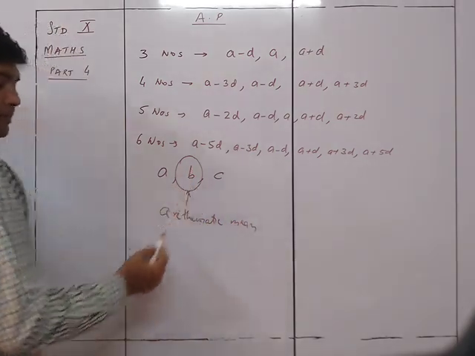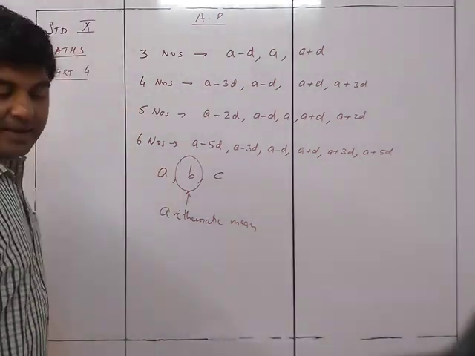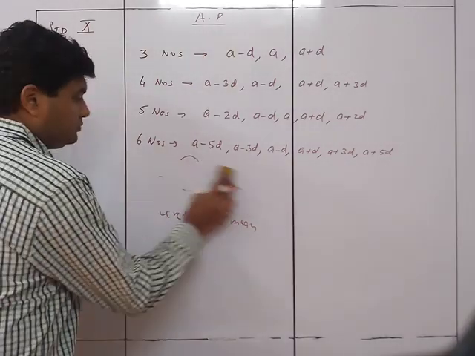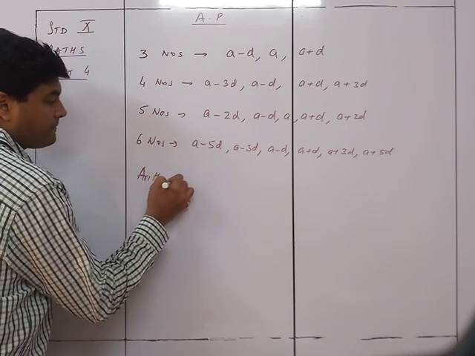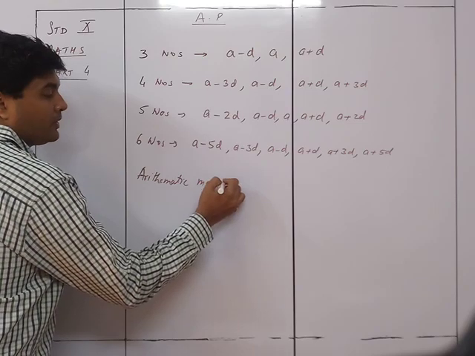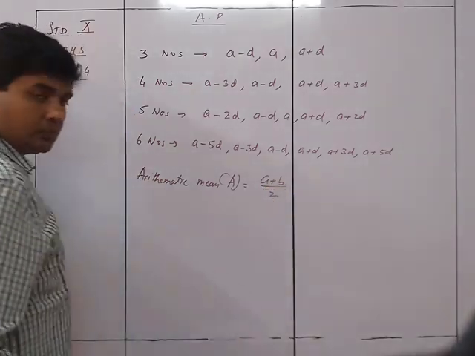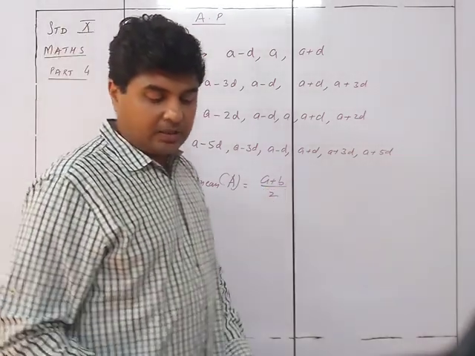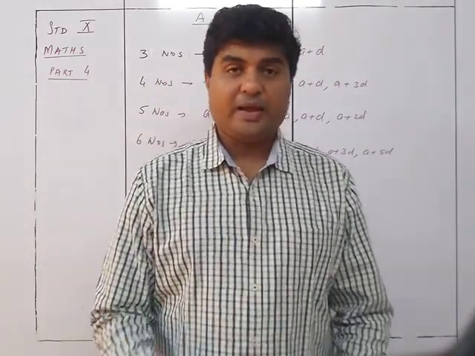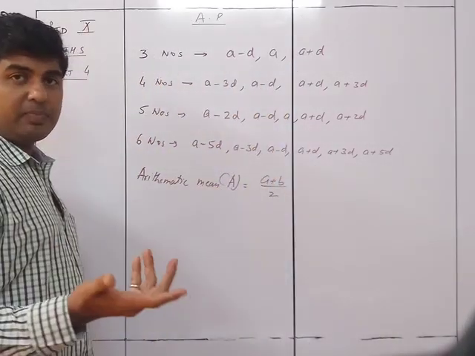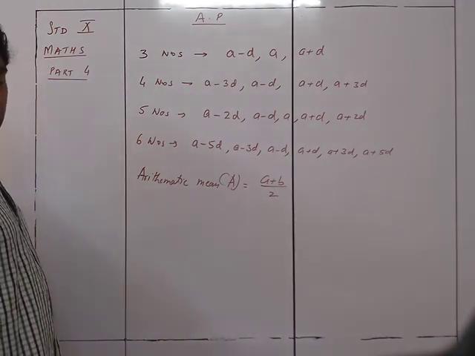Okay? B is called the arithmetic mean. So the arithmetic mean of two numbers A and B is nothing but (A plus B) upon 2. So that will be the arithmetic mean. If we have 3 numbers A, B and C in AP, then B is the arithmetic mean also. That's also true. But here the formula for arithmetic mean is (A plus B) upon 2.